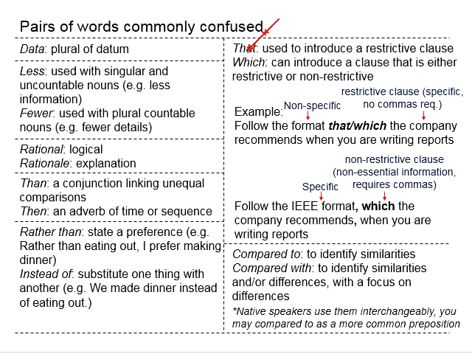Next, we look at that and which. That is used to introduce a restrictive clause, while which can introduce a clause that is either restrictive or non-restrictive. The meaning of restrictive and non-restrictive is related to the specific information being disclosed as well as non-essential information being disclosed. To better explain this, let us look at these two examples here.